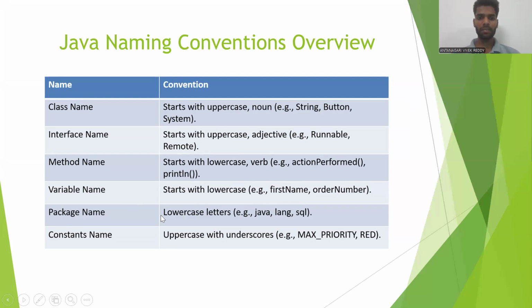And the package names should be in lowercase letters. Example: java.lang, sql. And the constant names should be in uppercase with underscores. Example: MAX_PRIORITY, RED.